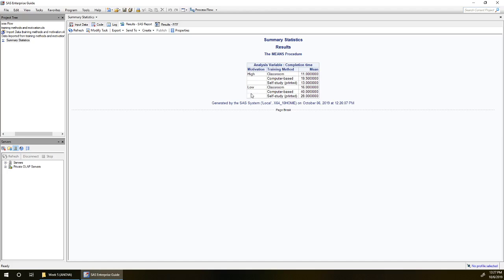The third thing we can check, looking at this data, is whether we expect to find interaction. What we're looking at here is, does it seem like, for example, the motivation level has the same effect for each of the training methods? Low motivation adds 5 hours to the time for classroom-based, 20.5 hours to the time for computer-based, and 15 hours to the time for self-study.